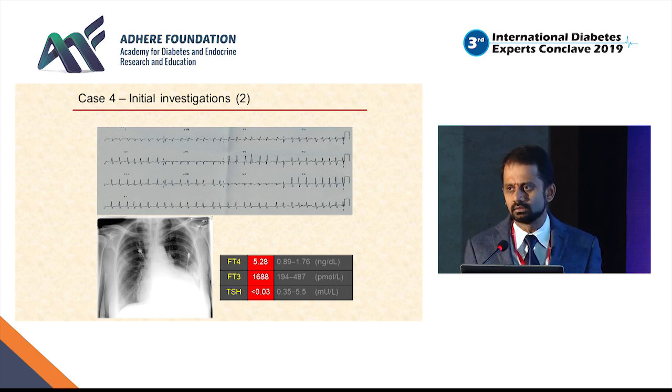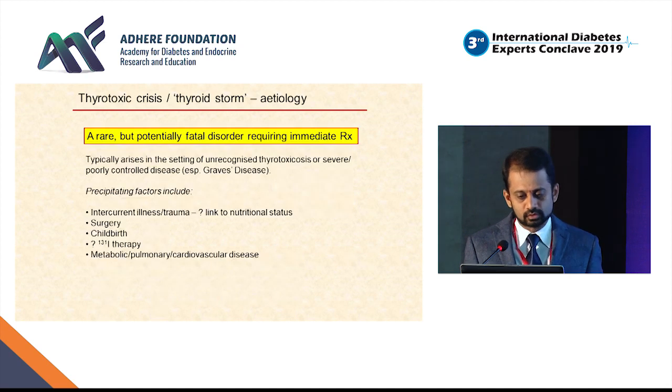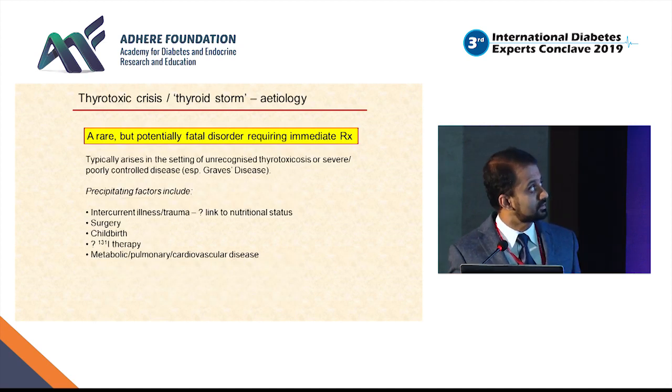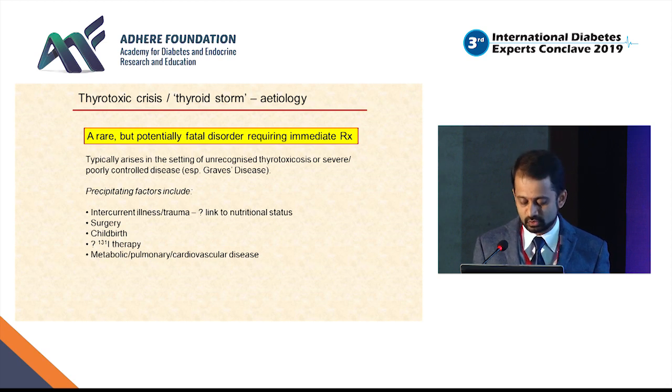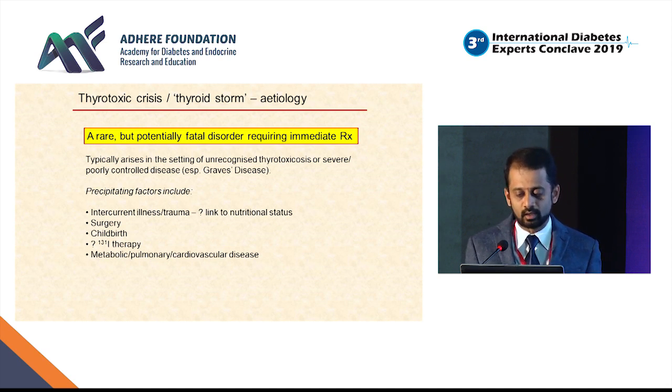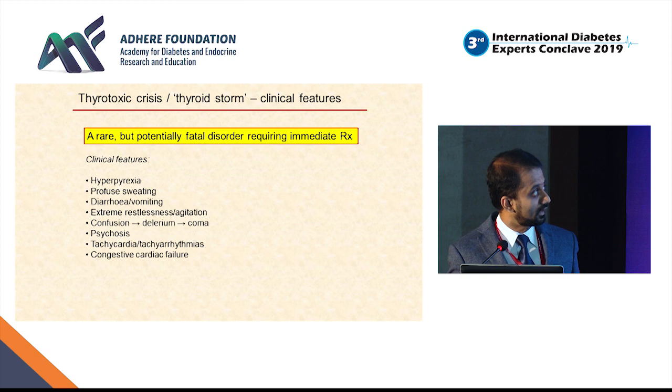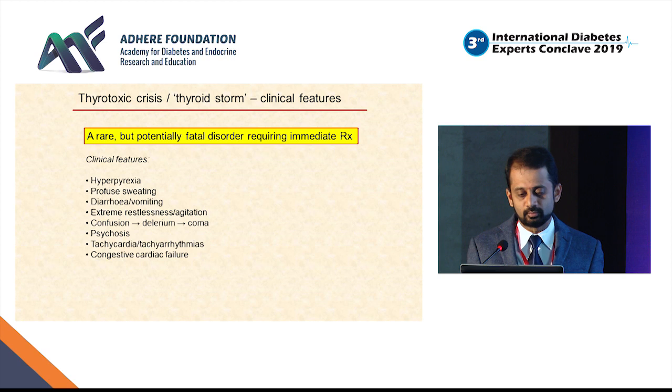It's a rare condition, isn't it? So it is thyrotoxic crisis, a rare but fatal disorder that needs immediate treatment. These could be the precipitating factors. There should be a catabolic state in the body to bring on a big problem like this. You can have clinical features like hyperpyrexia, almost extreme sympathetic activity, psychosis, tachycardia, and CCF could be there.